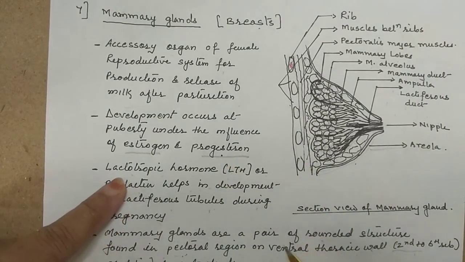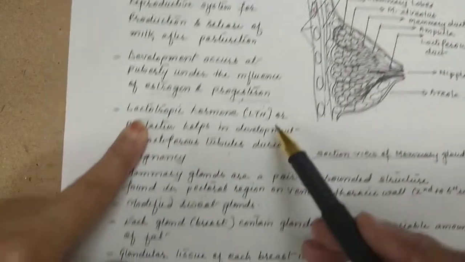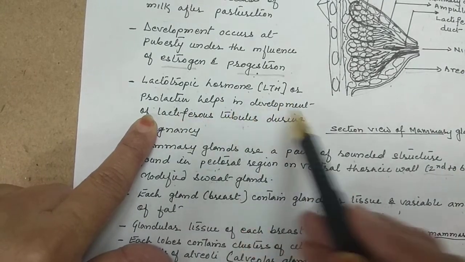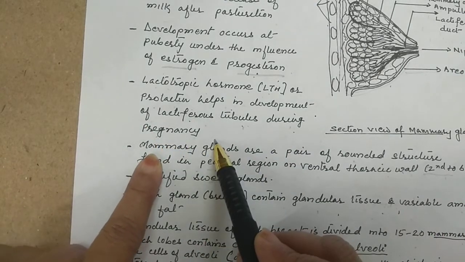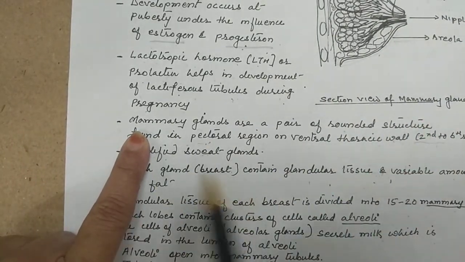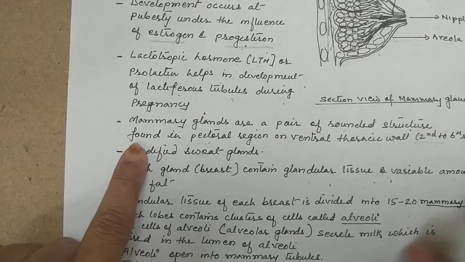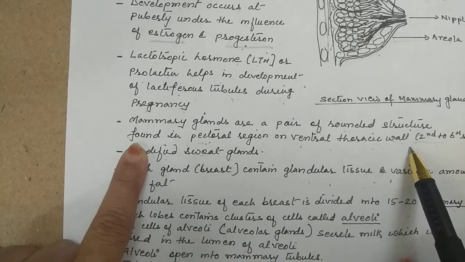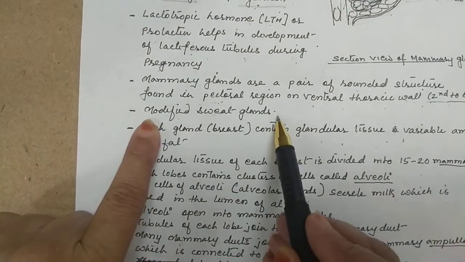Once the breast is developed, lactotrophic hormone, that is LTH or prolactin, helps to develop the lactiferous tubules during pregnancy. Now the structure of this gland: you will study the internal structure. These glands are a pair of round structures, two in number. They are found in the pectoral region on the ventral thoracic wall between the second and sixth rib. They are modified glands.